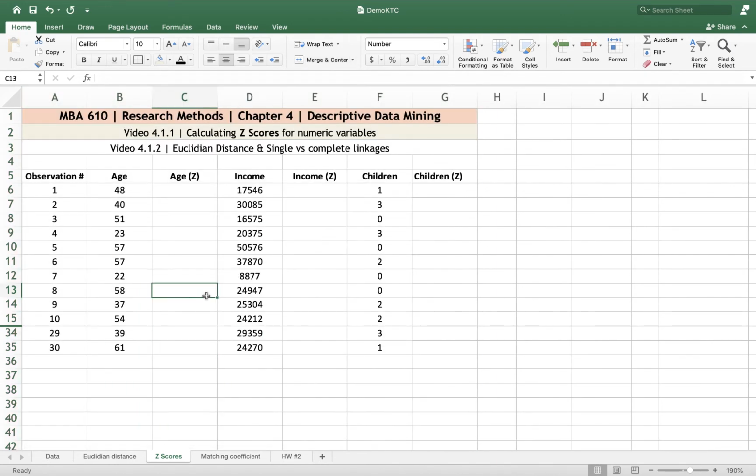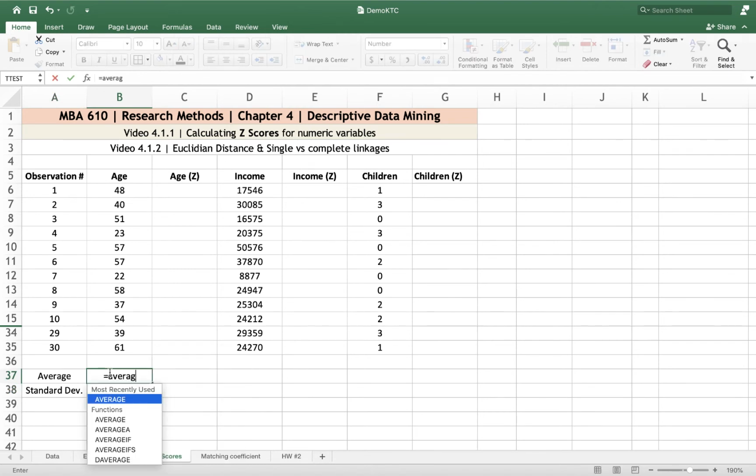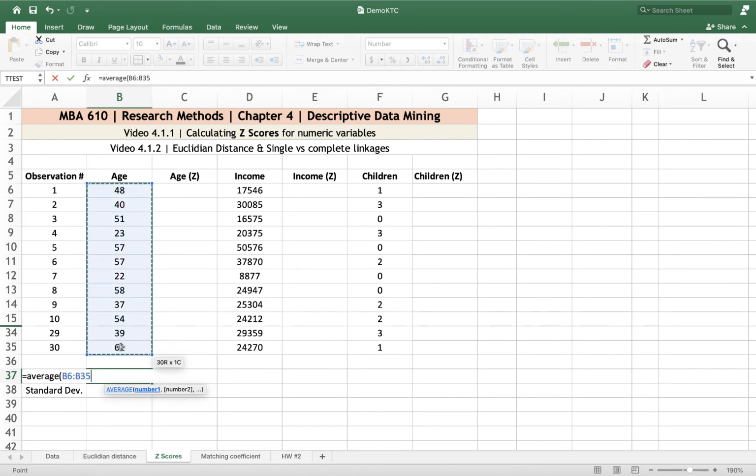Okay. So to calculate a Z-score for each observation, I need 2 pieces of information. I need to know the average value for each variable, and I need to know the standard deviation of each variable. So here under age, I'm going to hit the equal sign and then type the word average. And then if I highlight all of the ages in my sample, I can gloss over these hidden ones. They'll be included in the calculation anyway.